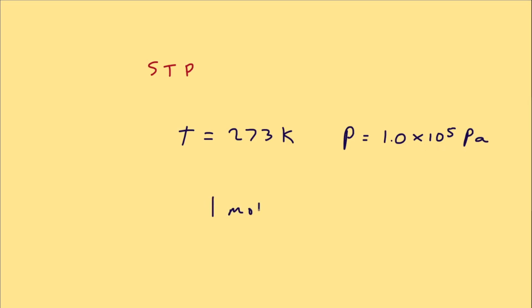There's something called STP. STP is the standard temperature and pressure. So T is equal to 273 Kelvin. And P, pressure, is equal to 1.0 times 10 to the power of 5 pascals. At STP, 1 mole of any ideal gas is 22.4 liters. So STP conditions, keep this in mind when we do our problem solving later on.